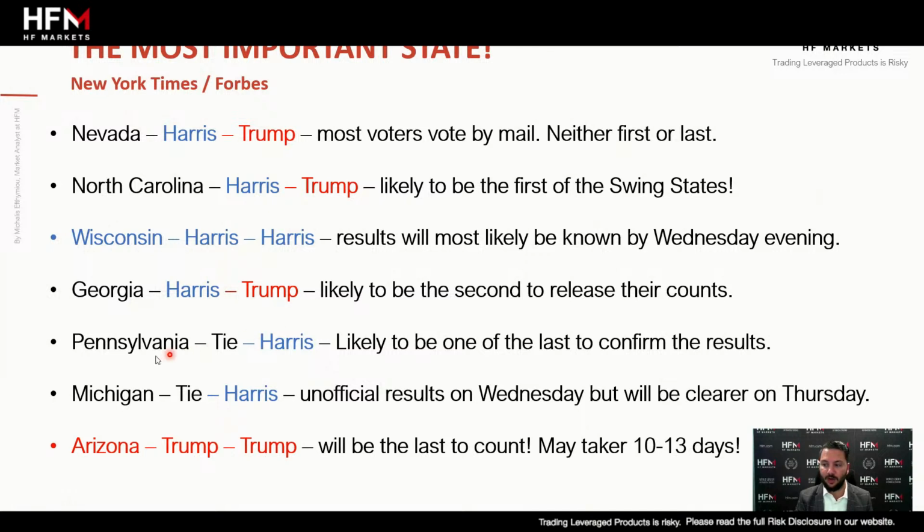Forbes believe it's going to be Trump. Pennsylvania, New York Times say it's going to be a tie. Forbes believe it's going to be Harris. Michigan, New York Times, tie. Forbes, Harris. And Arizona, both the New York Times and Forbes believe it's going to be a Trump winner.